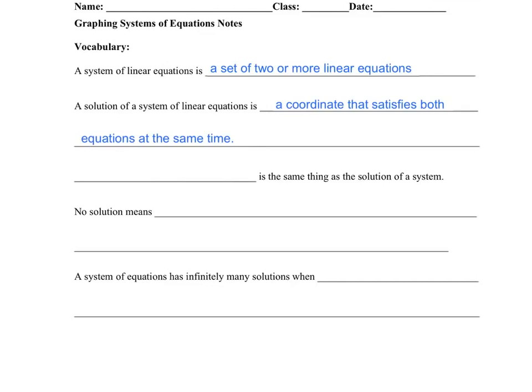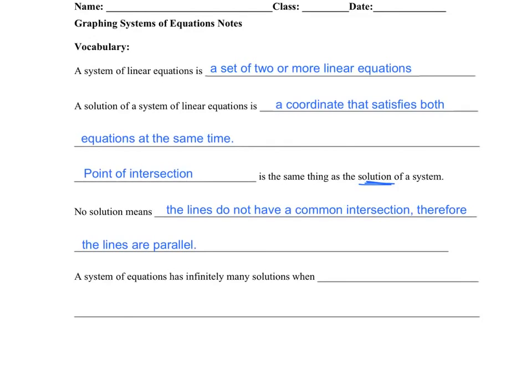The point of intersection is the same thing as the solution of the system. Sometimes our solution is going to be no solution. When we have no solution, that means the lines do not have a common point of intersection. Therefore, the lines are parallel.